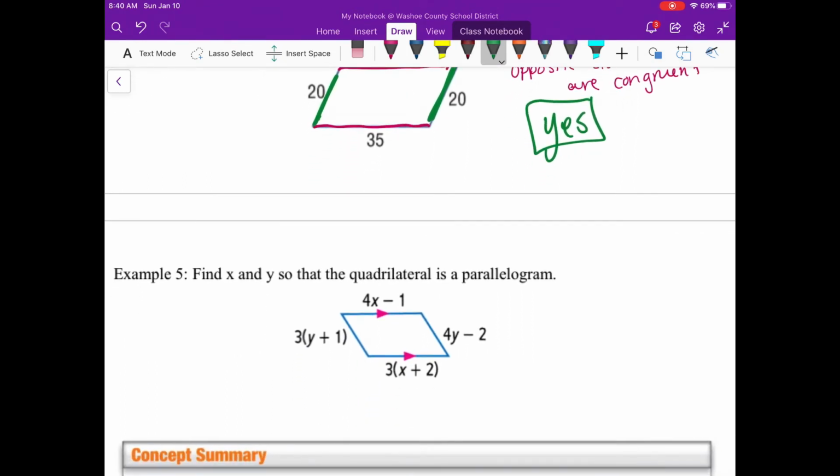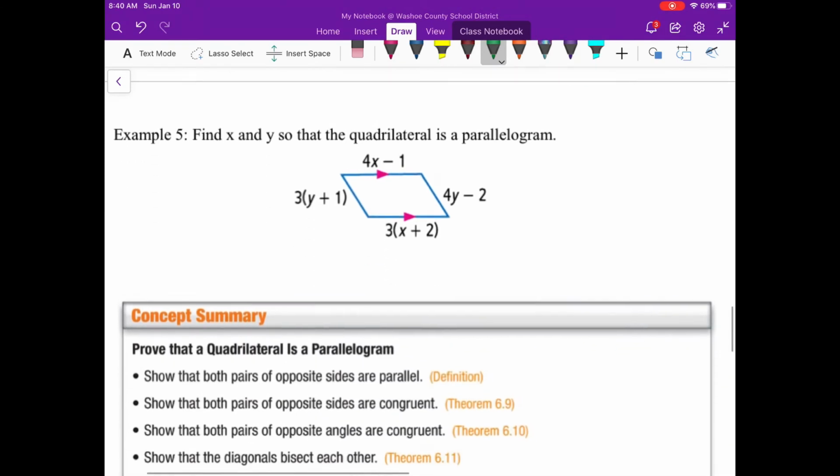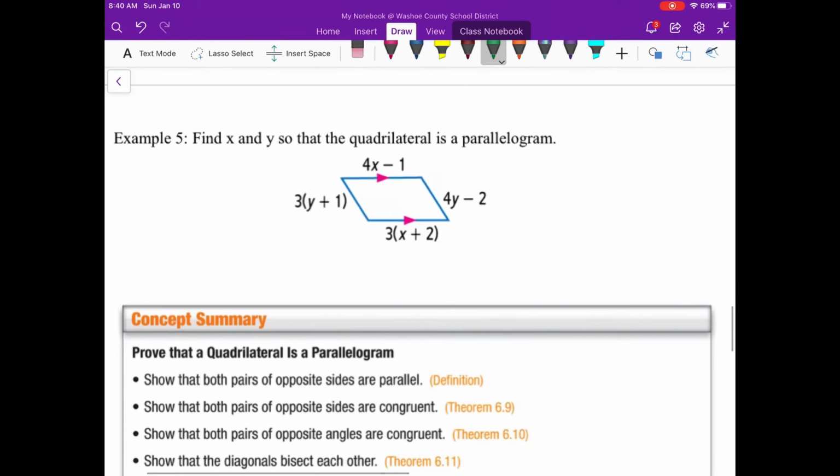So again, for parallelograms, we just make sure that the opposite sides are congruent, and if we're given other information about the angles, we can use that too. So going on to this last example, example 5: find x and y so that the quadrilateral is a parallelogram. In this case, again, I'm going to set opposite sides equal to each other. So to solve for x, I have 4x minus 1, and I'm setting that equal to 3 times x plus 2.